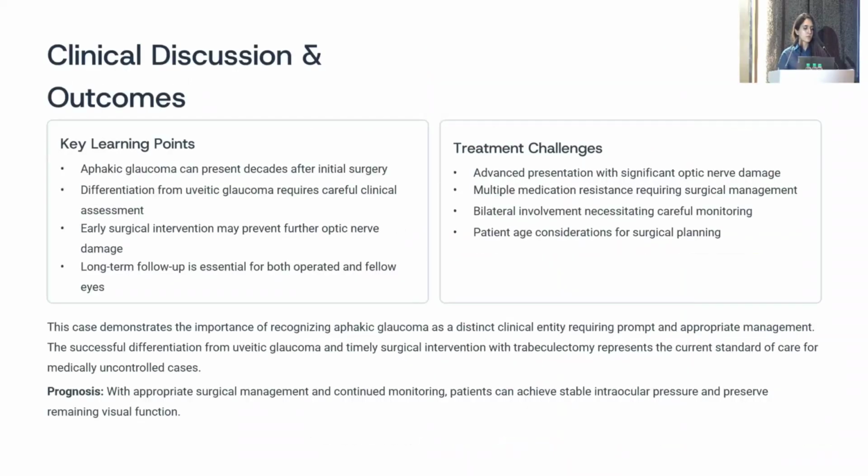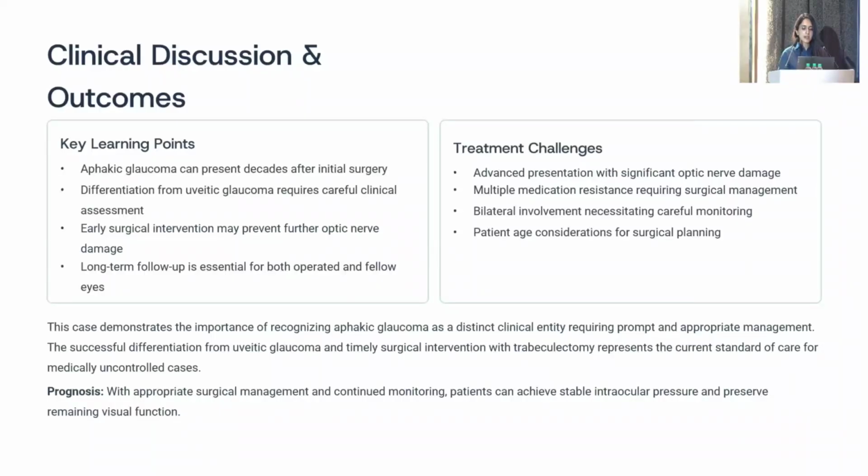Clinical discussion and outcomes. Key learning points. Aphakic glaucoma can present decades after initial surgery. Differentiating from uveitic glaucoma requires careful clinical assessment. Early surgical intervention may prevent further optic nerve damage. Long-term follow-up is essential for both operated and fellow eyes.